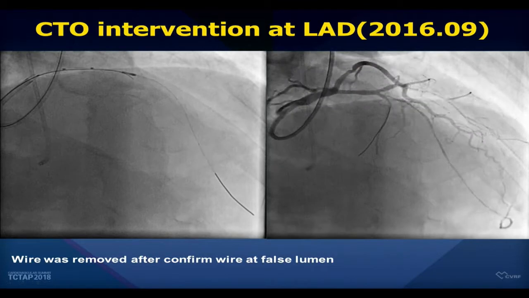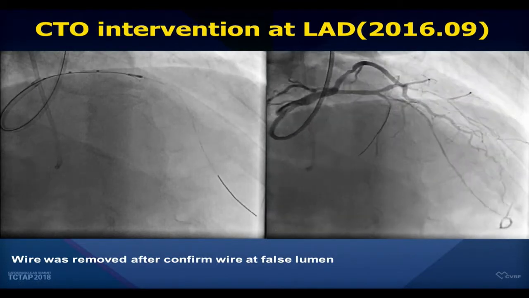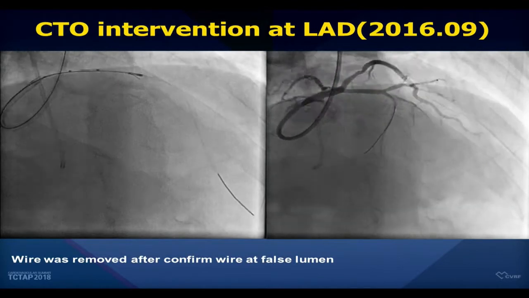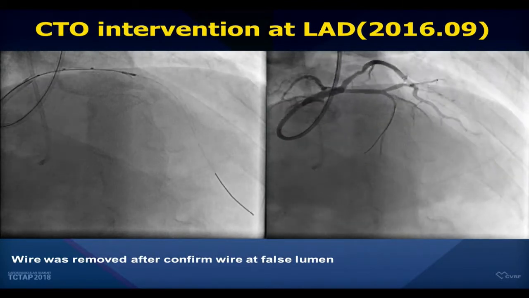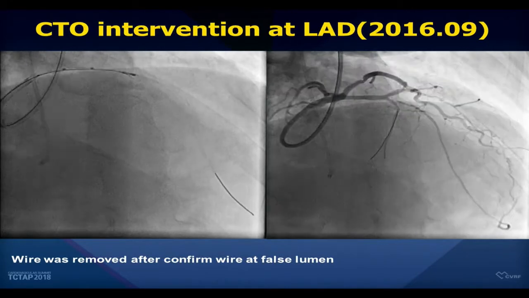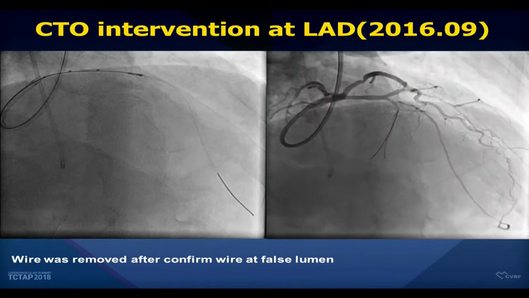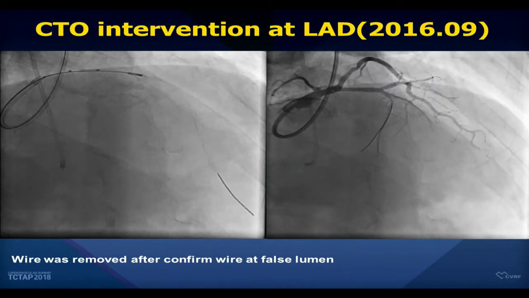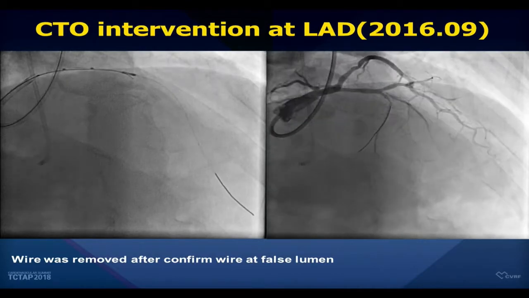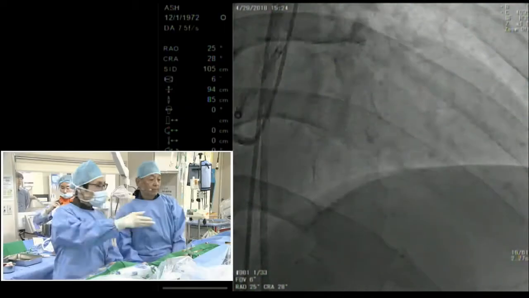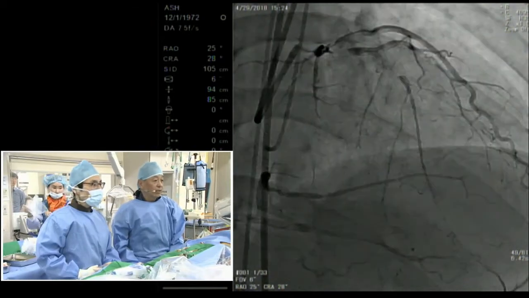Okay, operator confirmed by IVUS via position is false lumen. Did you take angio today? I cannot hear clearly. Today, did you take angiography? Yes, of course. I want to show today's first angiogram. Which one? This one. This is simultaneous injection.